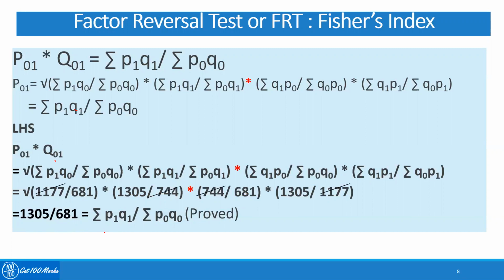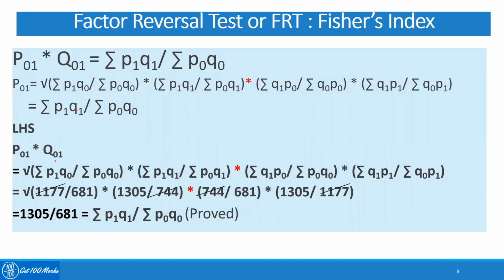So this gives P01 into Q01 equals summation P1 Q1 by summation P0 Q0. In simple language, if you interchange P and Q, it will not change the formula. So it gives a consistent result. That is the meaning of factor reversal test. So Fisher's index even satisfies the factor reversal test. Therefore, it is one of the best methods for calculating index numbers.